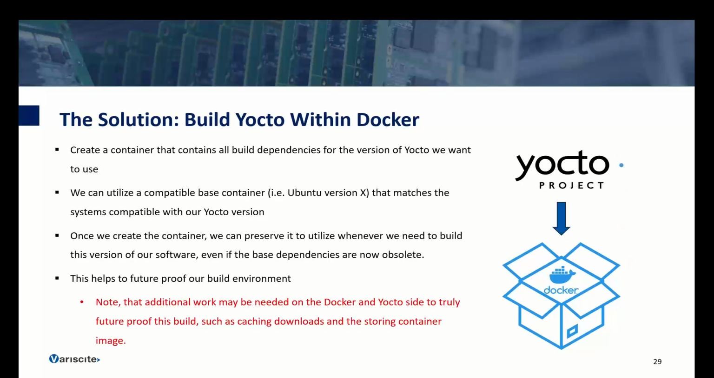So with our example, we could build Yocto within Docker. Create a container that contains all the Yocto build dependencies. We'd start with a compatible base container with a version of Ubuntu that matched a system that was compatible with our Yocto version, like with Hardknott, 20.04, for example. Once we create the container, we could preserve it to utilize it whenever we need to build this version of software, even if the base dependencies are now obsolete. And this helps to future-proof our build environment. Now, note here that there's additional work that you might need to do on both the Docker and Yocto side in this example to truly future-proof it, such as caching Yocto downloads and storing the container image somehow.